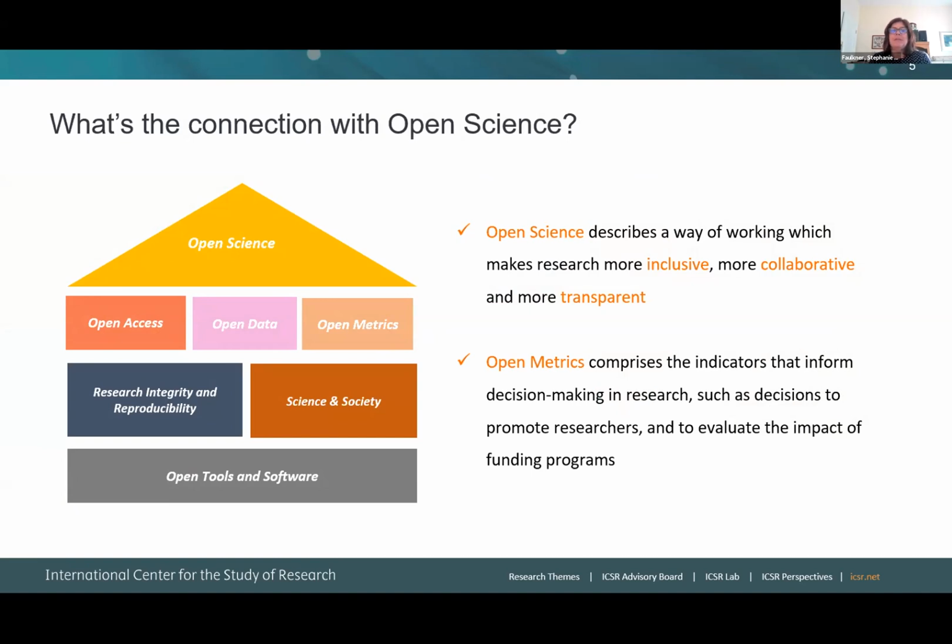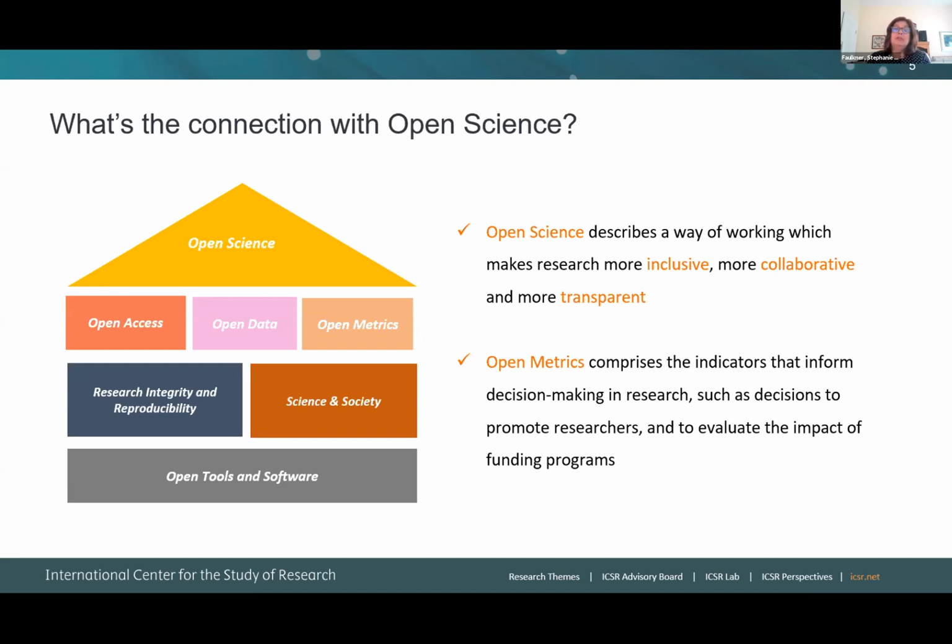So if you look at the diagram on the left, you're going to see open science as the roof of the building. And it's a broad term through which we understand a lot of initiatives that we see going on around the world. And all of them are really underpinned by open tools and software that are supporting, they're the base, they're supporting that broad base of initiatives around open access to publications. And I have to say, I think most people, when they hear the term open science, they think open access. But we also see an increase in open data, open metrics.